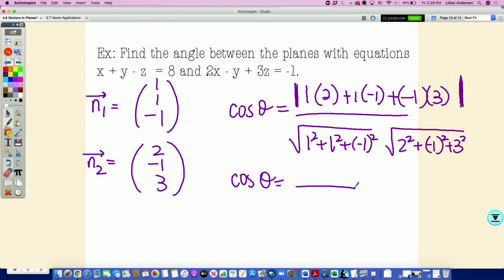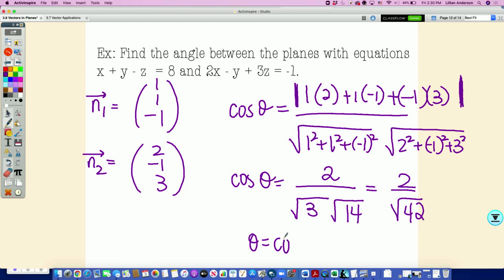So the numerator is going to be 2 minus 1 minus 3. So that's going to be a -2, but it's going to turn into a +2 because it's absolute value. This is going to be over the square root of 3 times the square root of 9 plus 1 plus 4, that's 14. So that's 2 over the square root of 42. I'm going to do the cosine inverse because I'm looking for the angle. And so the angle between these two planes, the acute angle, is 72 degrees. 72.0 degrees, because I rounded to 3 significant figures.